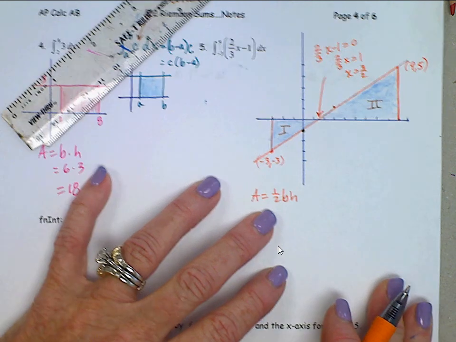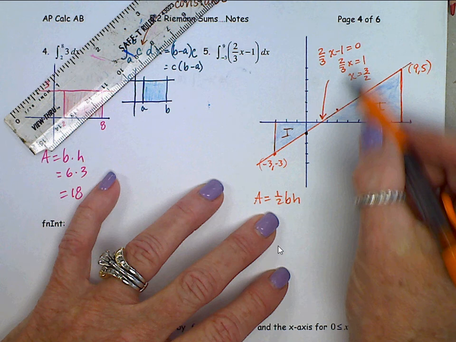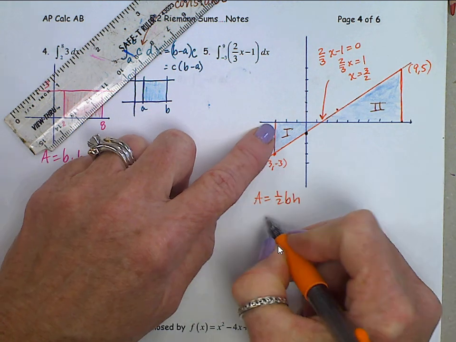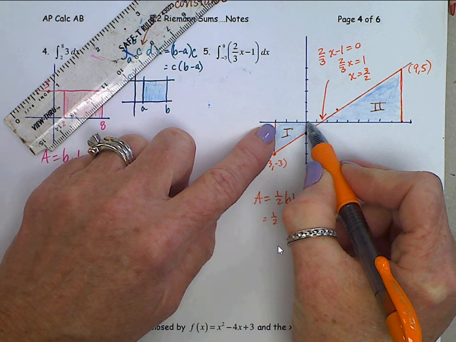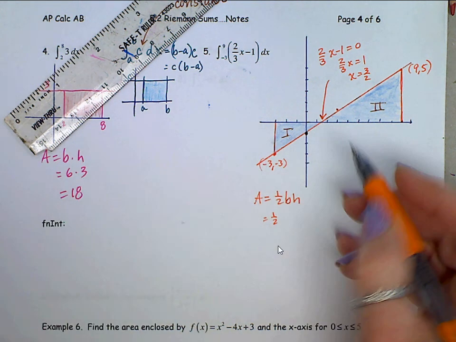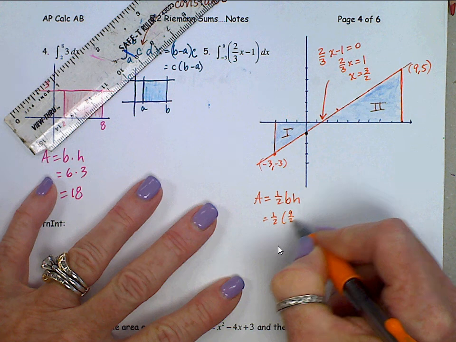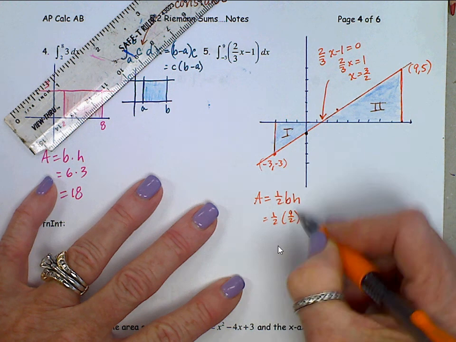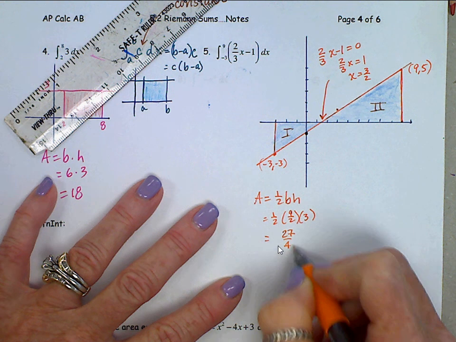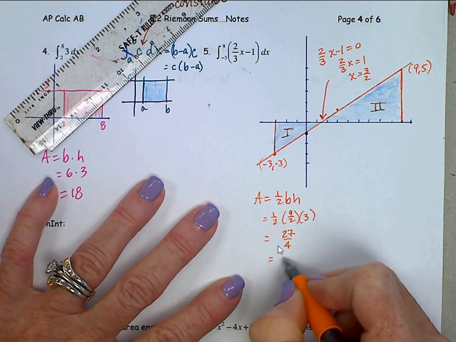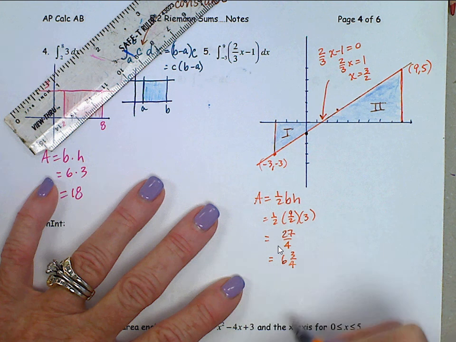Sorry, you couldn't see that. I'm sorry. Here it is now. All right, so this base then is 3 to get up to the y-axis, and then 1.5 past that, so 4.5 or 9/2 times a height of 3. This gives us 27/4, and if we flip that to a mixed number, that's 6 3/4.